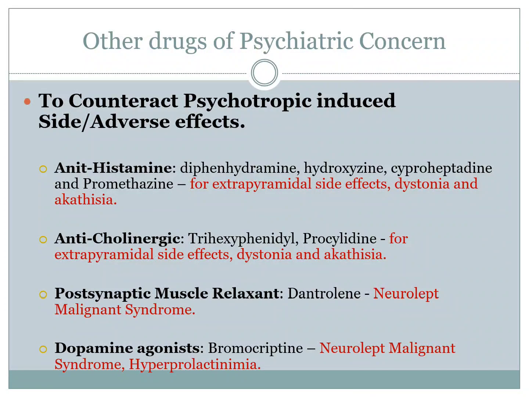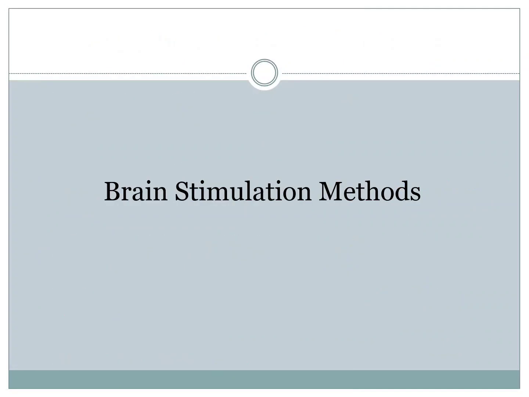Dantrolene, a postsynaptic muscle relaxant, is used in neuroleptic malignant syndrome. Dopamine agonist bromocriptine is used in neuroleptic malignant syndrome and in hyperprolactinemia due to antipsychotics. So this was all about the drugs.